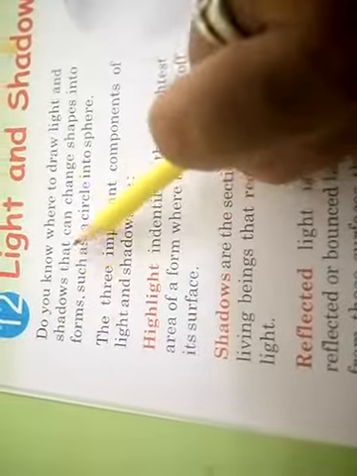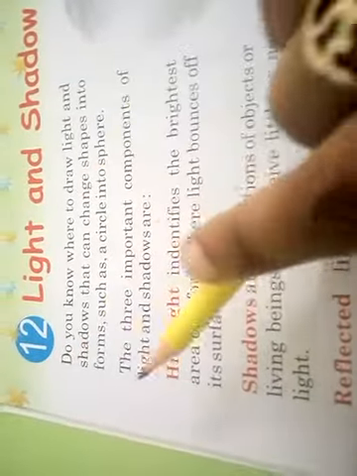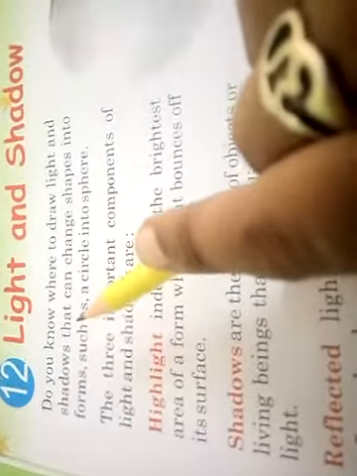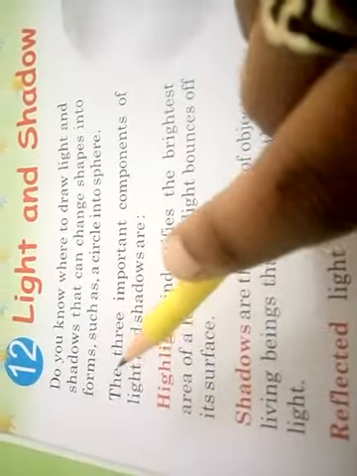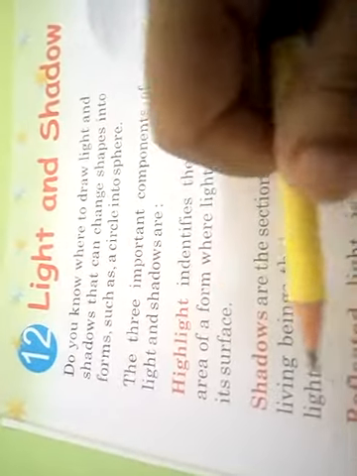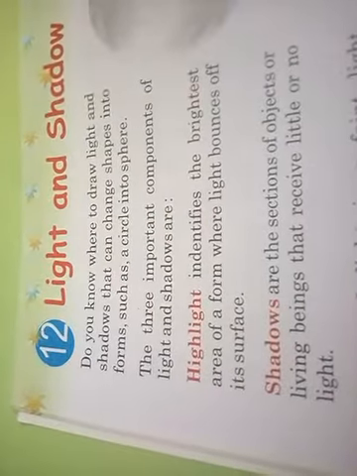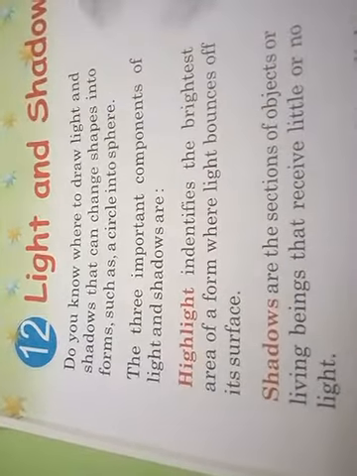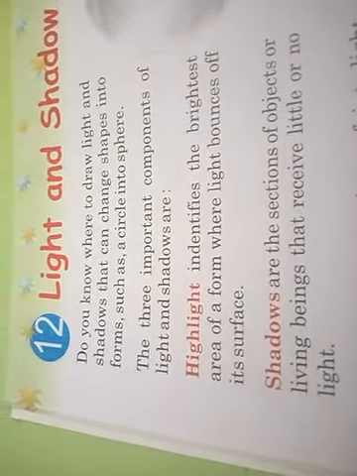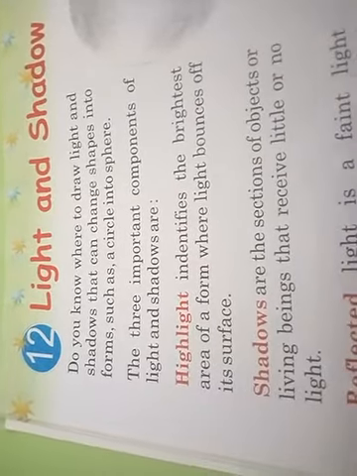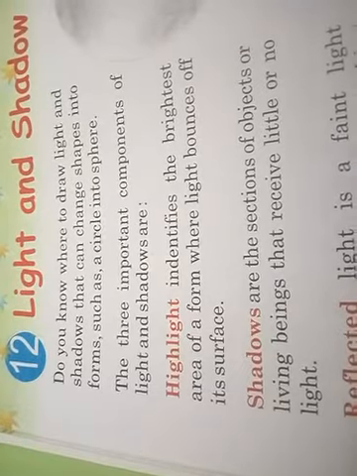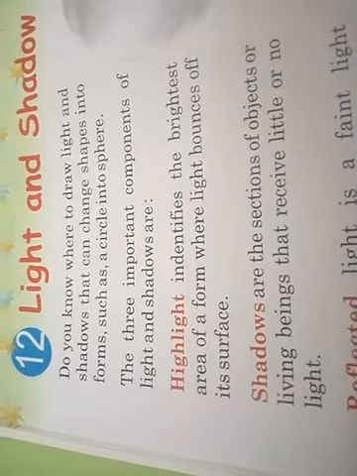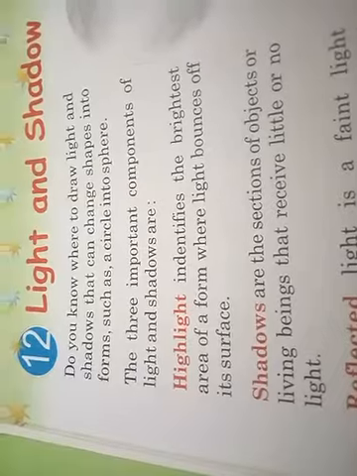Do you know where to draw light and shadows that can change shapes into form? Whatever shape you draw, when you use shadow, one side, left or right, is the dark side, and the opposite side is the light shade. So, light and dark.